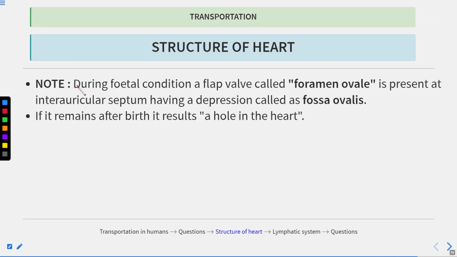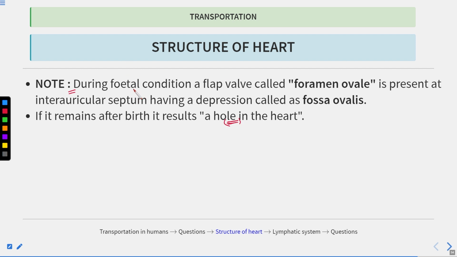Now, here a note. Sometimes, as you must have seen in some kids and also in some adults, there is a hole in their heart. And that has to be fixed, otherwise there is leakage of the blood. Now, what is this hole in the heart, or how does this hole develop?